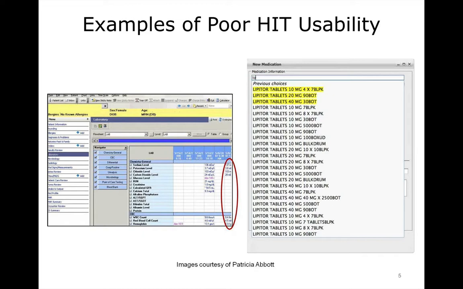Now look at the screen on the right. Notice that Lipitor tablets in a 10 milligram dose, 10 mg, are scattered throughout the display, at the top, in the middle, and then at the bottom. This could lead someone to choose the wrong medication from the list.